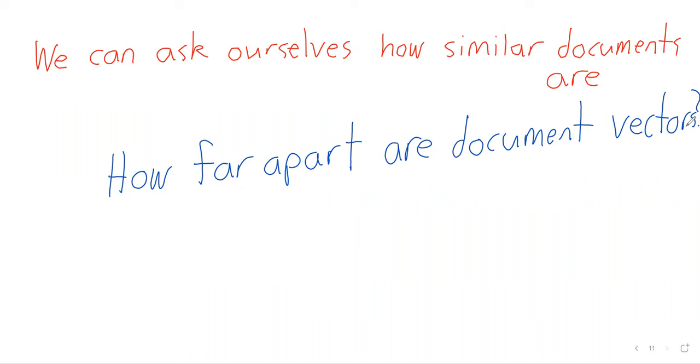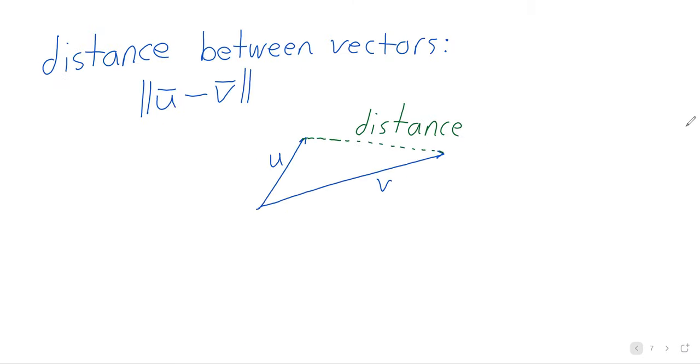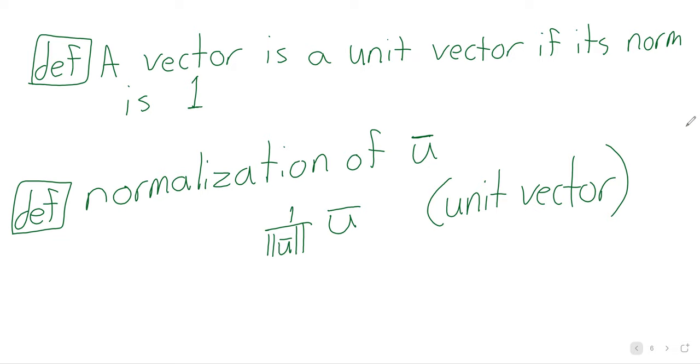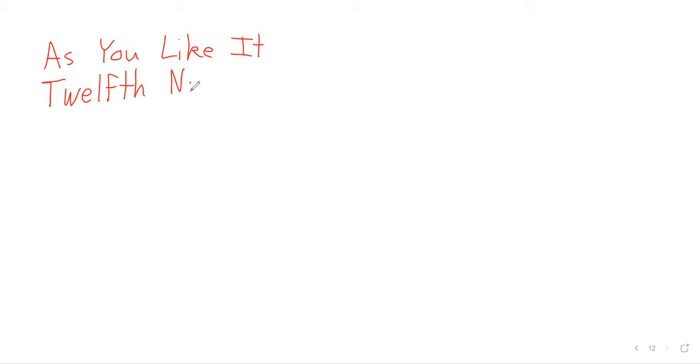But this is not going to work if you don't modify your approach a little. And this is going to demonstrate the value of normalizing vectors before you try to analyze them. Let's look, this is from a kind of classic paper on this subject. Let's look at three plays from Shakespeare. As You Like It, Twelfth Night, and Henry the Fifth.